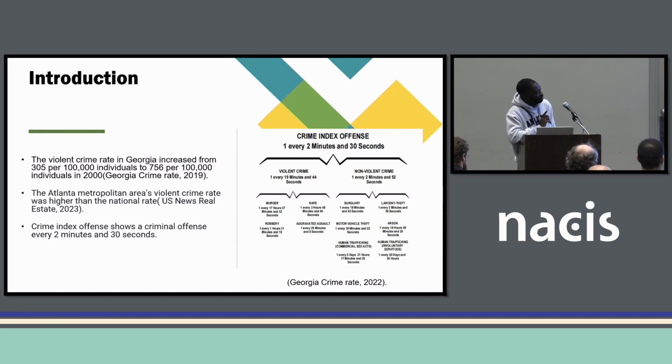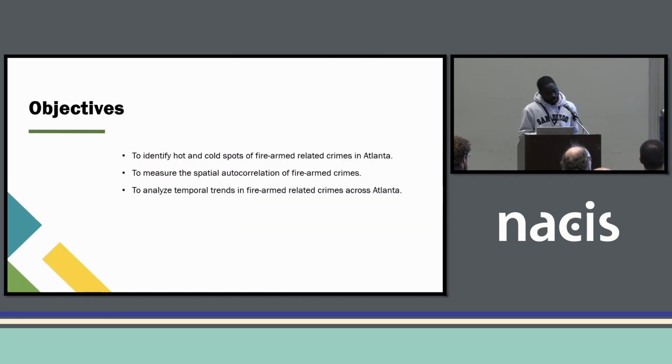For violent crime, there's one every 9 minutes and 44 seconds, and for non-violent crime, one every 2 minutes and 52 seconds. So not to waste time on this, that shows there's a really high rate of crime in Atlanta.